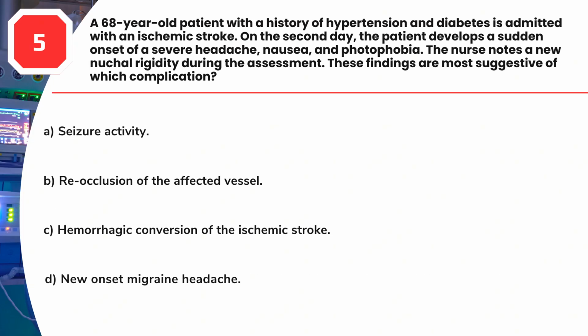Question 5. A 68-year-old patient with a history of hypertension and diabetes is admitted with an ischemic stroke. On the second day, the patient develops a sudden onset of a severe headache, nausea, and photophobia. The nurse notes a new nuchal rigidity during the assessment. These findings are most suggestive of which complication? A. Seizure activity. B. Reocclusion of the affected vessel. C. Hemorrhagic conversion of the ischemic stroke. D. New onset migraine headache.